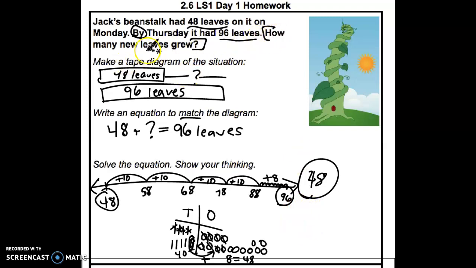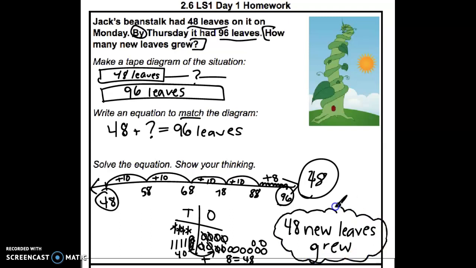How many new leaves grew? The answer is 48 new leaves grew. We could go beyond and say, grew in Jack's beanstalk, but this is our answer. 48. 48 plus 48 equals 96.